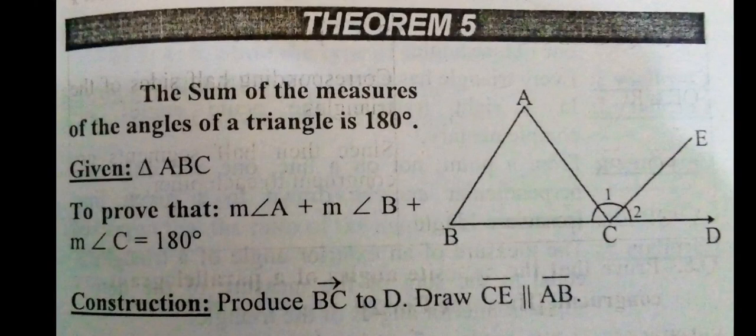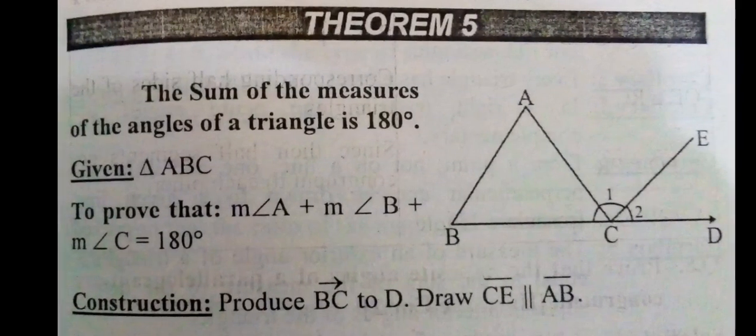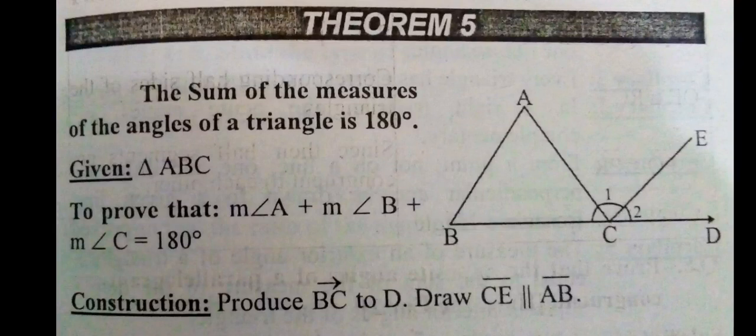Given is triangle ABC, which you can see on your screen on the right side. To prove: measure of angle A plus measure of angle B plus measure of angle C equals 180 degrees. What they have said in the statement, the same thing we write in mathematical form: in the given, the triangle, and in the proof statement, measure of angle A plus measure of angle B plus measure of angle C equals 180 degrees.